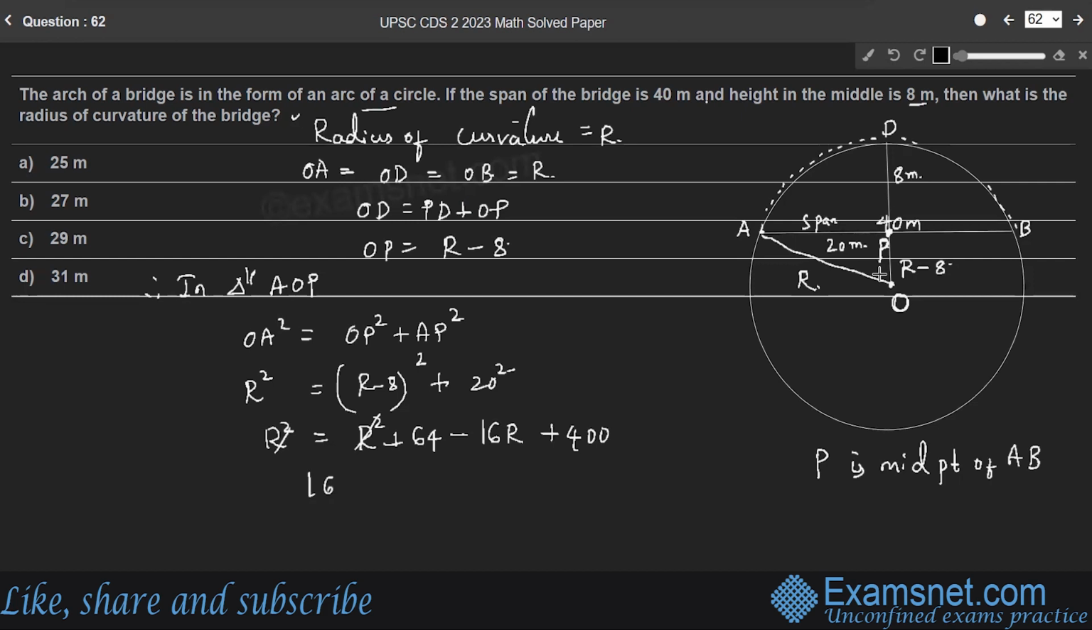Therefore, 16R is equal to 464. Therefore, R is equal to 464 by 16, which is 29. So R is 29 meters. Radius of curvature R is 29 meter. Option C is the right answer.